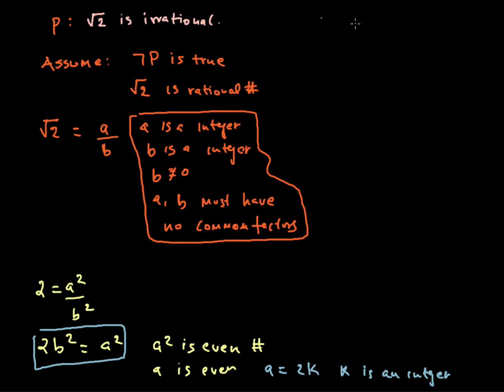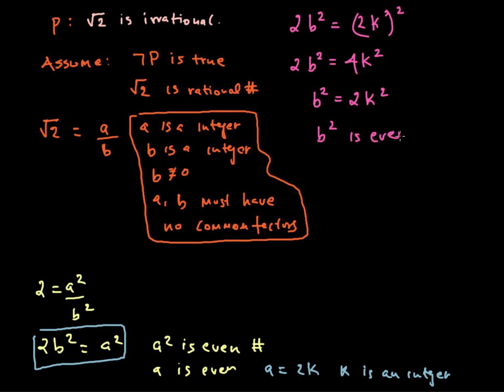Okay, so that tells you this is going to be 2b square equals a square, and a square is here (2k) square. So that gives you 2b square equals 4k square, which gives you b square equals 2k square. Okay, so if b square equals 2 times k square and k is some integer, then I know that b square is an even integer. Okay, this is an even integer.